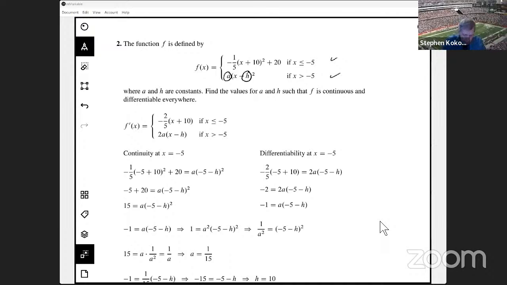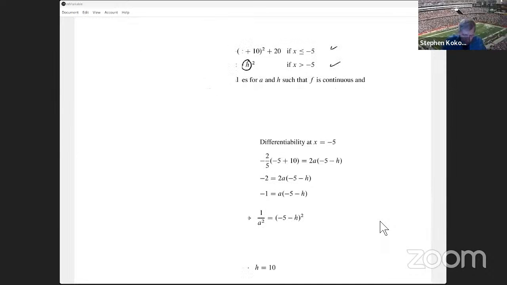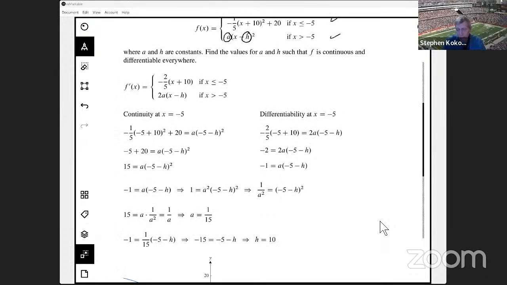How do we make it continuous at x equal -5? We need to plug in -5 into both of those expressions and set them equal. I did that. How do you make sure that it's differentiable at x equal -5? An argument here is you might have to go back to limits, like a left-hand and a right-hand derivative. But in this case, we take the derivative of the left-hand side, the derivative of the right-hand side, and set them equal.